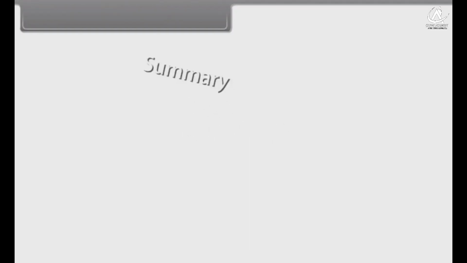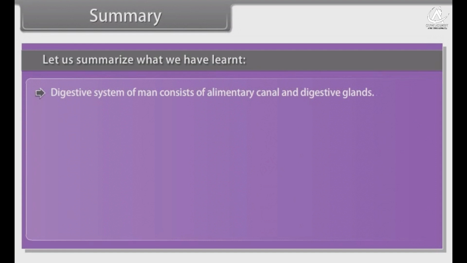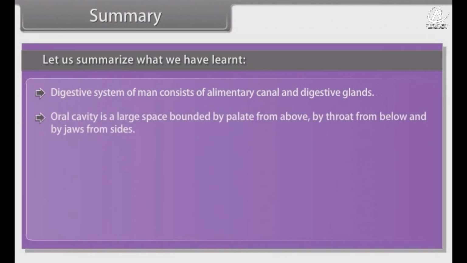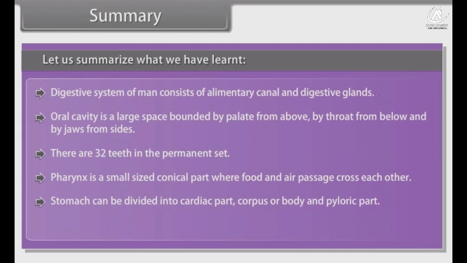Summary. Let us summarize what we have learned. Digestive system of man consists of alimentary canal and digestive glands. Oral cavity is the large space bounded by palate from above, by throat from below, and by jaws from the sides. There are 32 teeth in the permanent set. Pharynx is a small-sized conical part where the food and air passages cross each other. Stomach can be divided into cardiac part, corpus or body, and pyloric part.